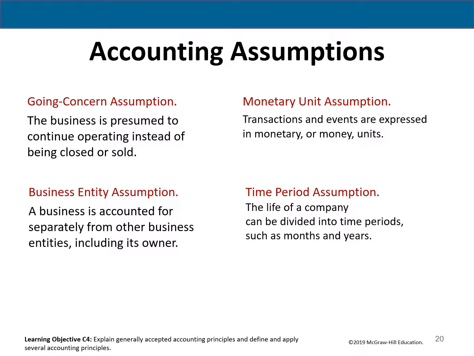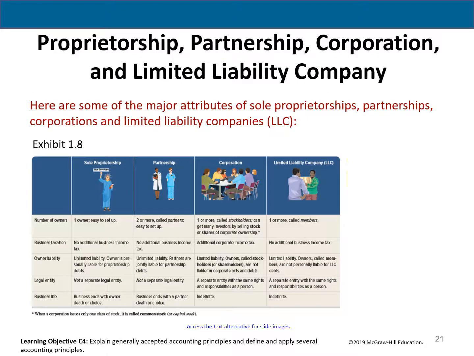The time period assumption is that we do measure information in terms of artificial time periods, and it's usually a year. You're going to see we're going to be doing something called the accounting cycle, and the accounting cycle usually lasts for one year. So the different types of businesses are proprietorships, partnerships, corporations, and limited liability companies.